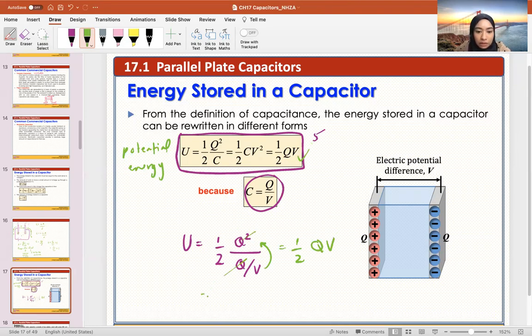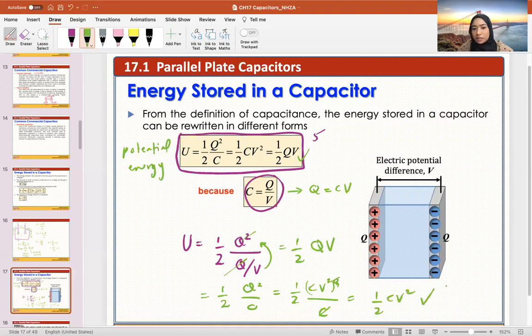And then the other one is 1 over 2 Q squared over C. So how do I substitute this one? I want to eliminate Q. So substituting for Q, I will get Q equals CV. So CV squared, 1 over 2 over C, C squared V squared over C, so this becomes 1 over 2 CV squared. Okay, basically it's just using this little equation.